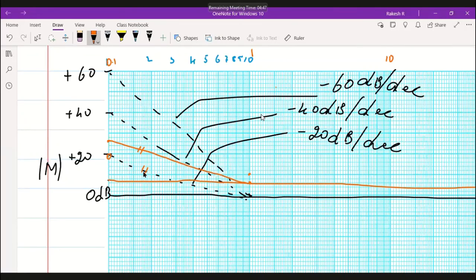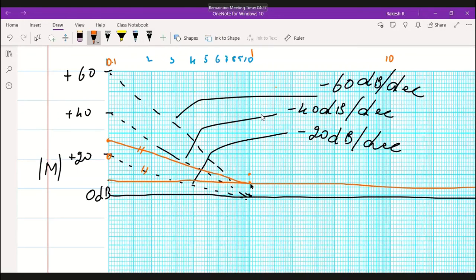Till here. I have drawn a parallel line which is having minus 20 dB per decade. Take a scale, measure that parallel line, move upward till 6 dB, and draw a line from here, from 0 to 1.